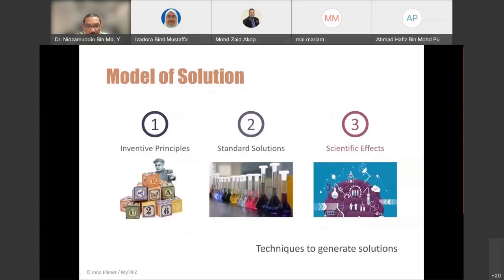Okay, and then the solution model. So we have the inventive principles. Actually, there are 40 inventive principles, and we have standard solutions, and we have scientific effects, just as the examples that I've shown to you. So we have basically methods to find these solutions, so that we can solve a problem within an appropriate amount of time. So not to take about 60 years to create an innovation or to solve a problem. So there are techniques to generate these solutions.